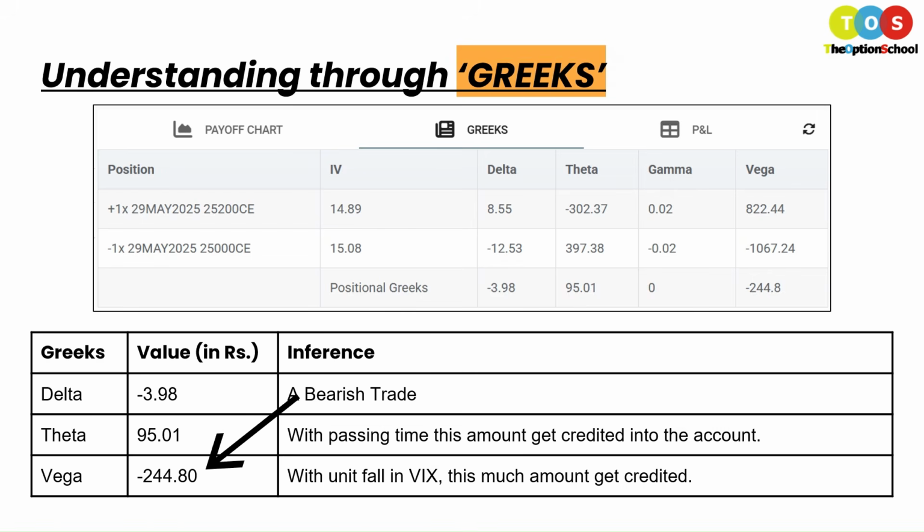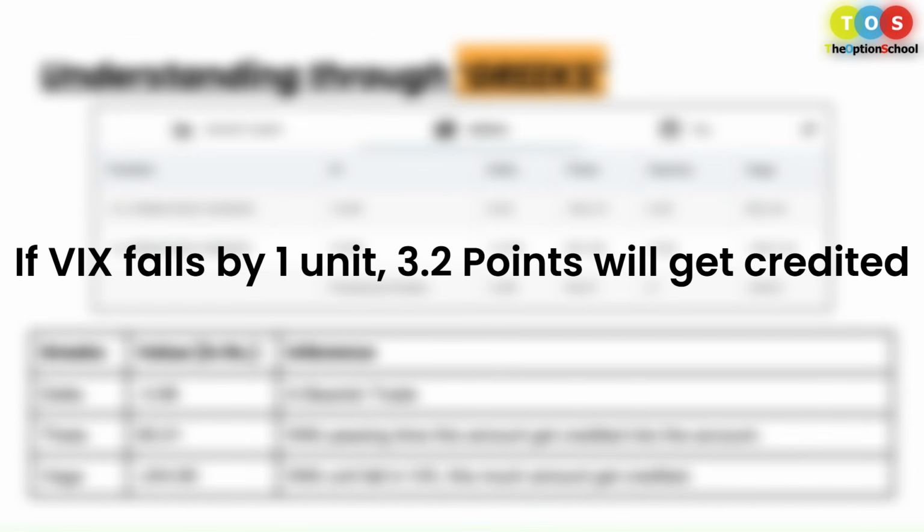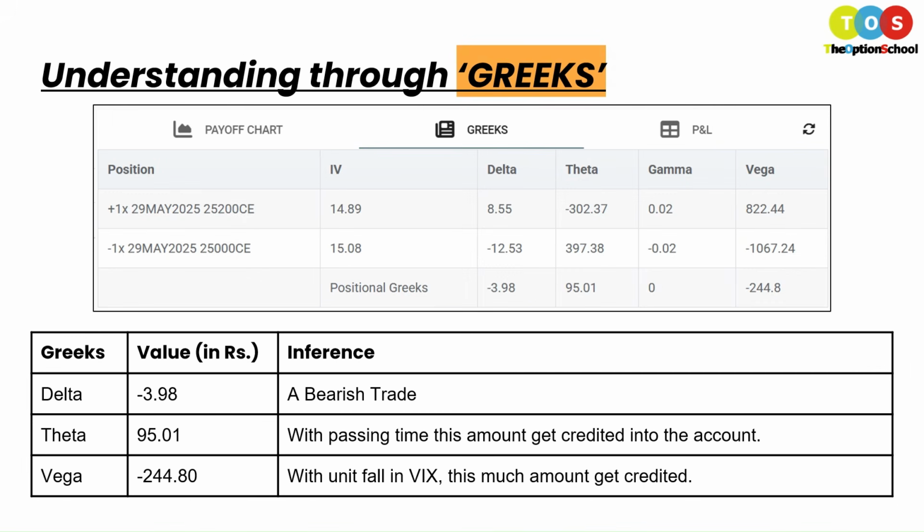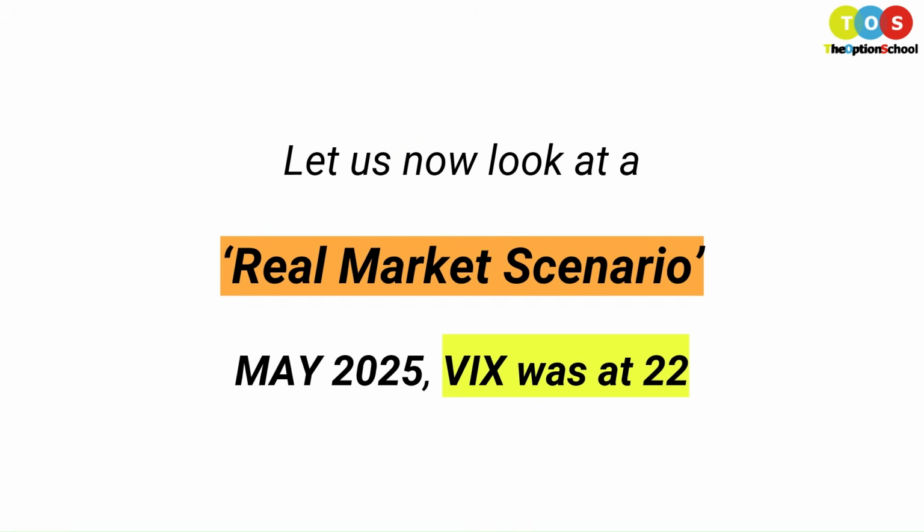And Vega, this is the real power of this strategy. As of now, the Vega is minus 244.80. This means if VIX falls by just 1 unit, another 245 rupees or 3.2 points will get credited to the account immediately. And if VIX drops by just 2 units, we hit a 1% profit target without Nifty even moving an inch. Hope this is not very complex and it's all making sense.